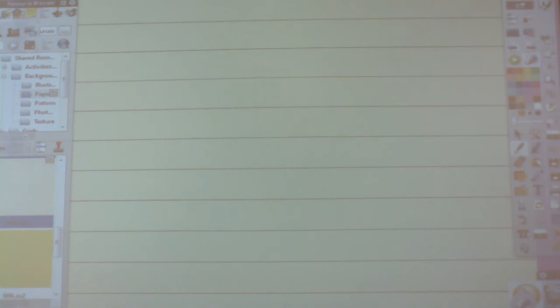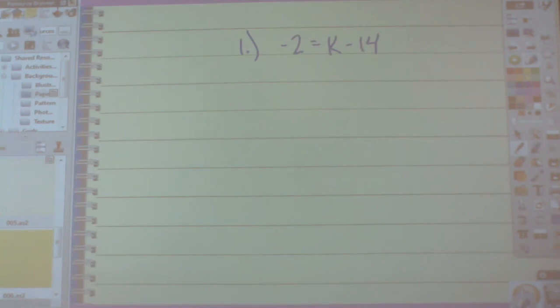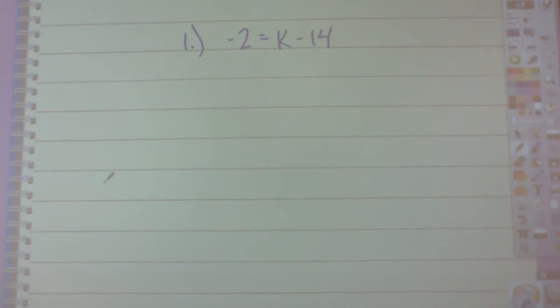Get the paper here. Okay? So here's the next example. Question 1. Negative 2 equals k minus 14. So this one's a little bit different. You're still asking yourself the two questions.